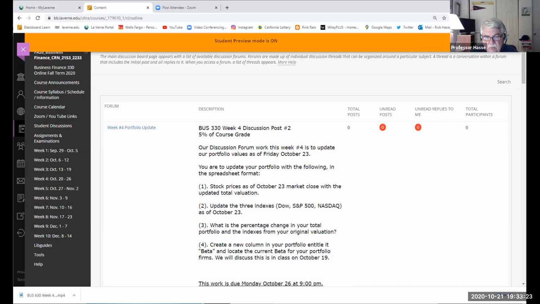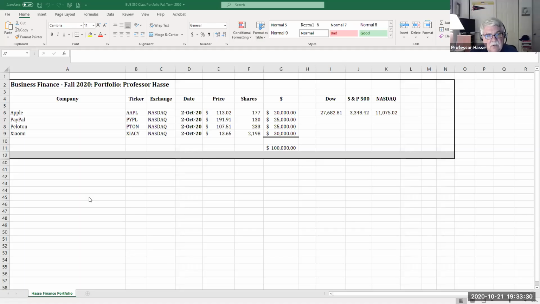So here's my portfolio of this class, my original portfolio. This is how it looks, and this is how yours should have looked a couple of weeks ago. Notice the spreadsheet. I have the companies that I selected, the dollar amounts invested in those companies, the shares purchased, which is a division of the price into the dollar amount to give me the number of shares rounded to the nearest whole number, and then the indexes as of October 2nd.